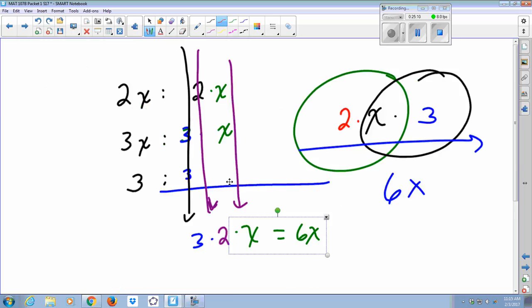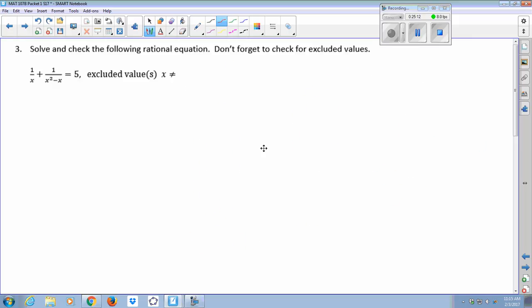Okay, let's take a look at the next one, number 3. 3 looks a little different, doesn't it? Now, if you don't want to use my method, it's going to get a little complicated if you don't, first of all, find the lowest common multiple or denominator, and you just multiply all these denominators. It's going to get really yucky. So let's just take our time right now.